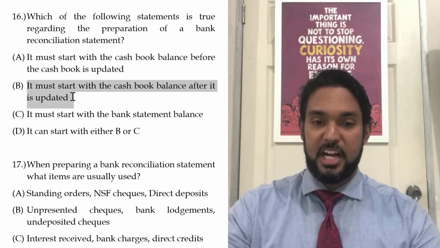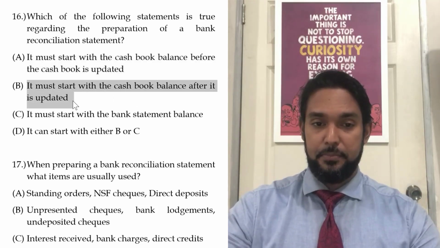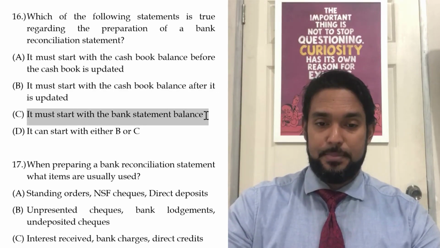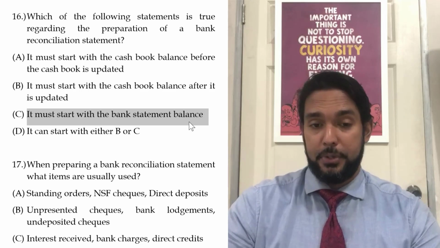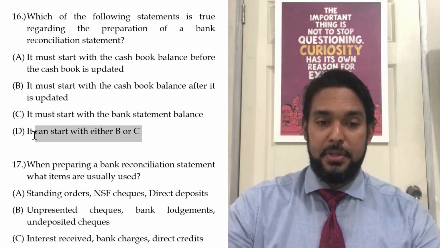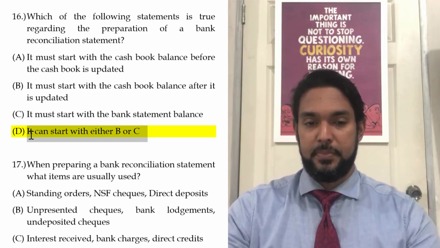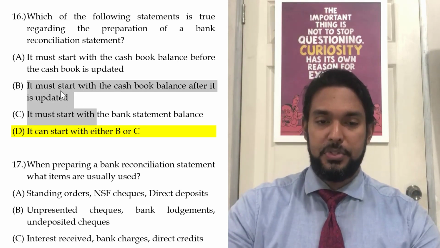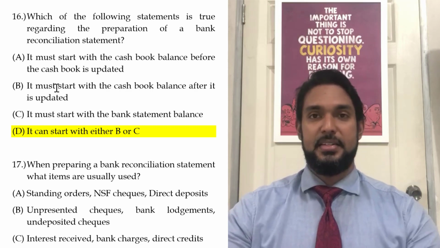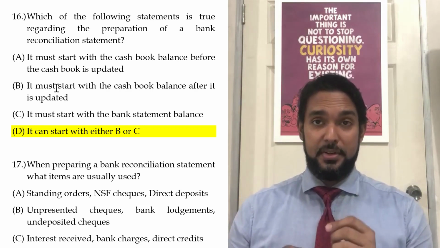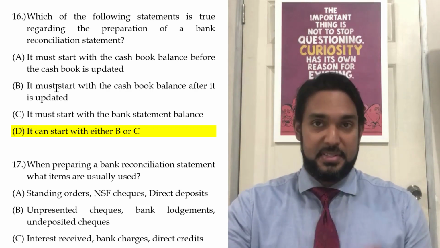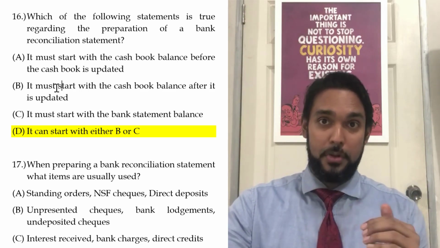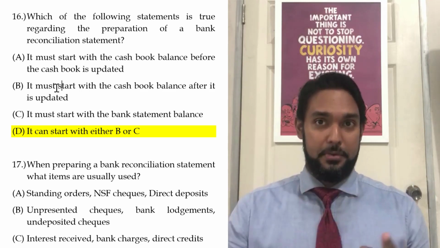It must start with the cash book balance after it is updated. That could be true. It must start with the bank statement balance. That could be the option. It can start with either B or C. Yes, that is correct. So what actually made B or C incorrect was the word must. It has to start with one or the other, but to say it must start with the cash book balance or it must start with the bank statement balance, wrong. It must start with either one or the other.